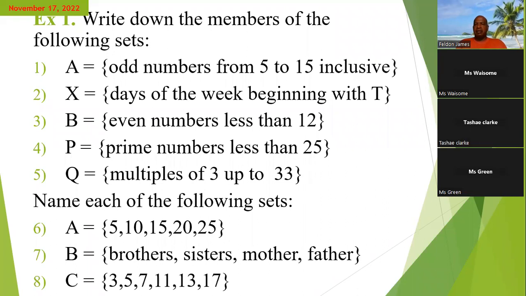The members I think will be 5, 7, 9, 11, 13, and 15. All right. So thanks very much, Miss Clark. The word inclusive there means that you have to include the 5 and the 15 in the list of members.